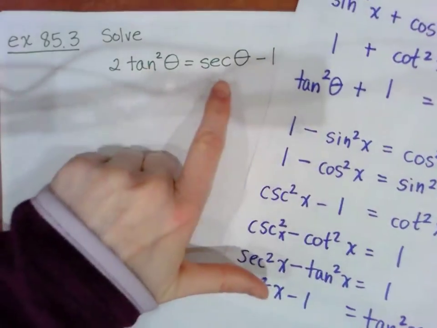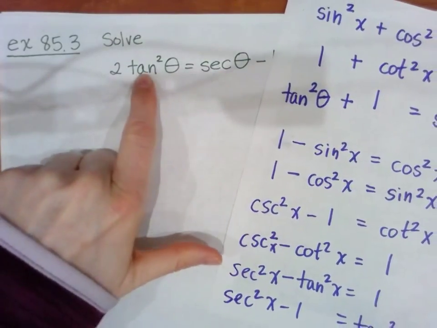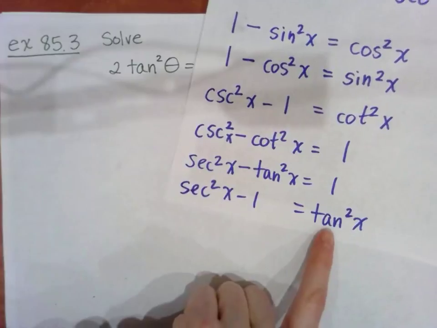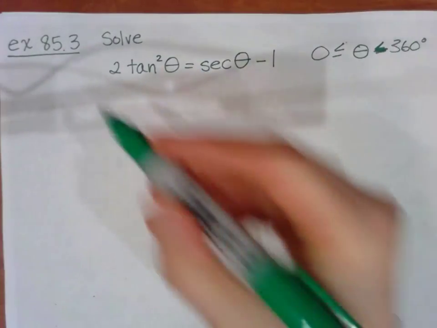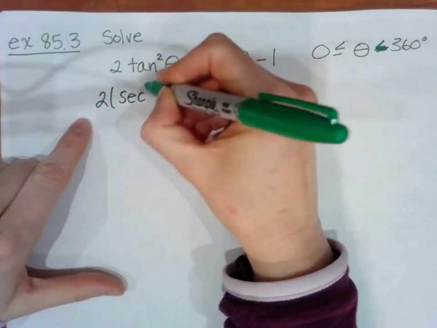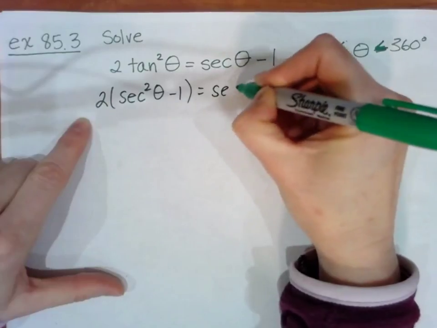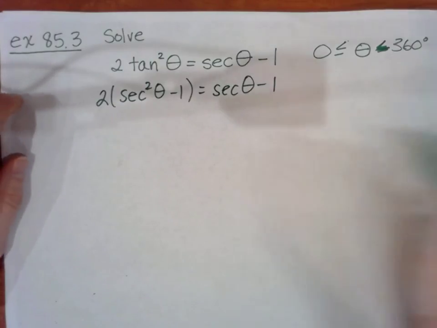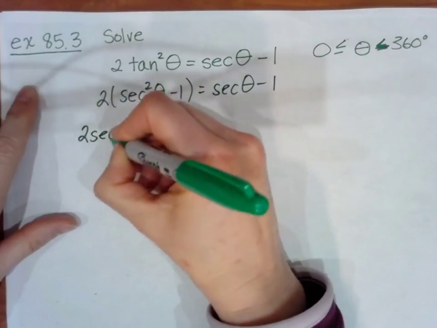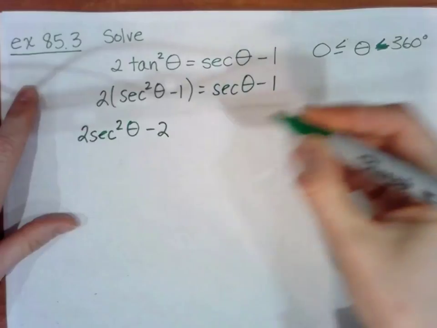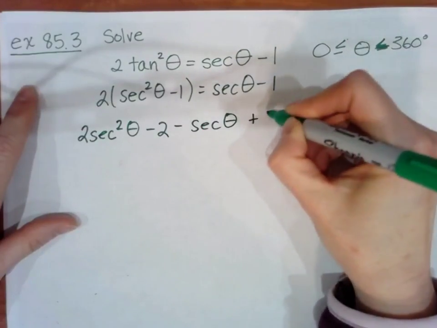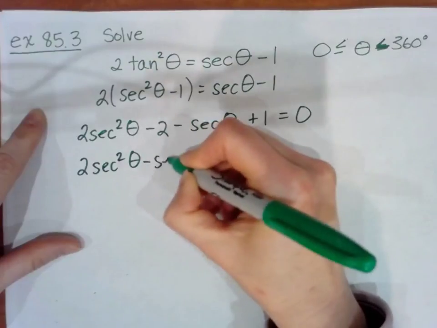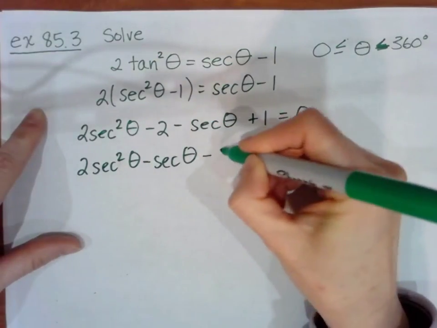Okay, so we want everything probably in terms of secants. So if we can make a substitution for tangent squared that involves secants, we'll be good. And we've already done one like that. So tangent squared is secant squared minus 1. So we can substitute secant squared minus 1. And we can go ahead and distribute the 2 through, so we'll have 2 secant squared theta minus 2. Let's bring stuff over. Minus secant plus 1. So we have 2 secant squared theta minus secant theta, minus 2 plus 1 is minus 1.